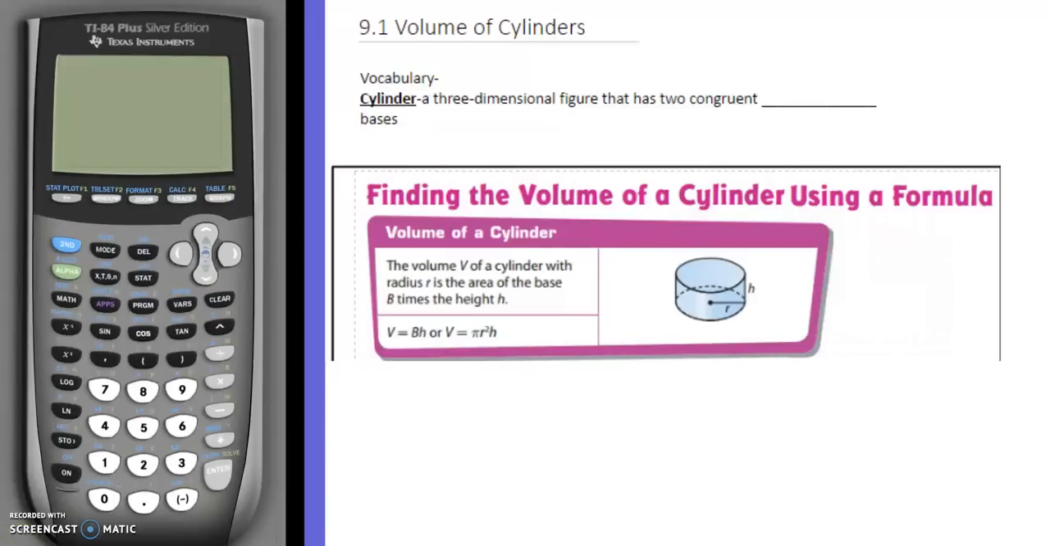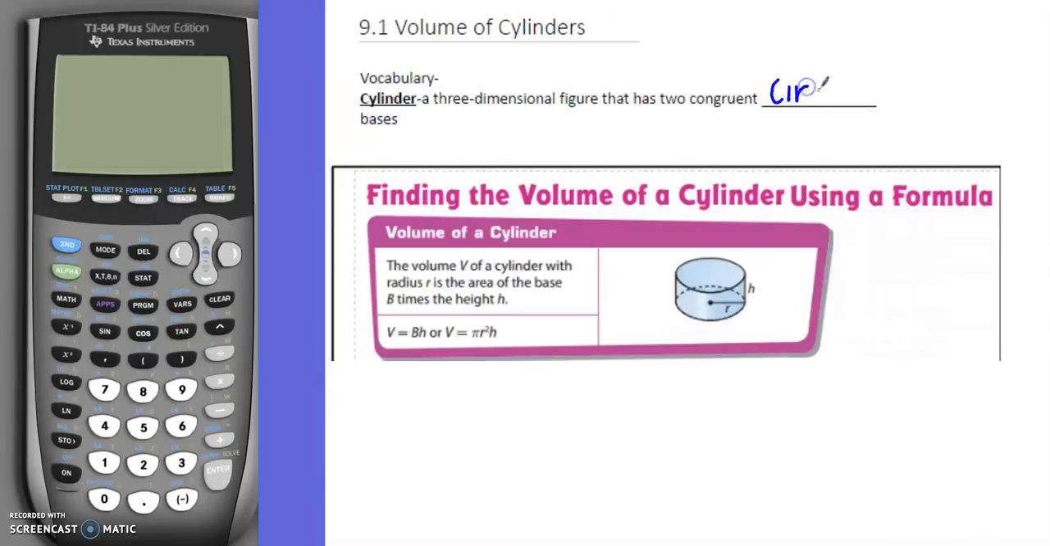Volume of cylinders. A cylinder is a three-dimensional figure that has two congruent circular bases. The volume of a cylinder with the radius r is the area of the base, big B, times the height, h.